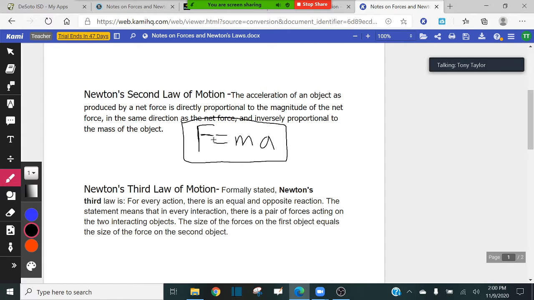Guys, sometimes you will see this equation written in this rearranged form, where if you solve for acceleration, in other words, get acceleration by itself, then acceleration is equal to force divided by mass. It's the same thing as the previous form, just written differently. Both equations are saying the same thing.